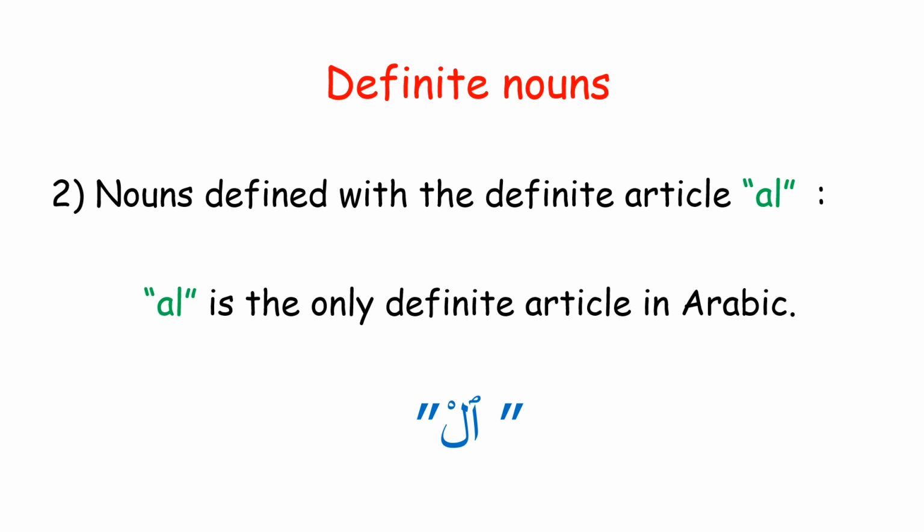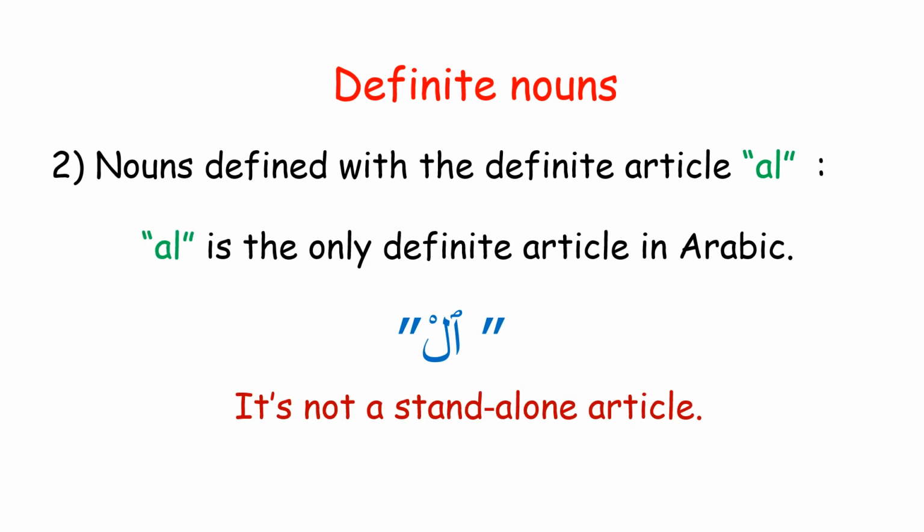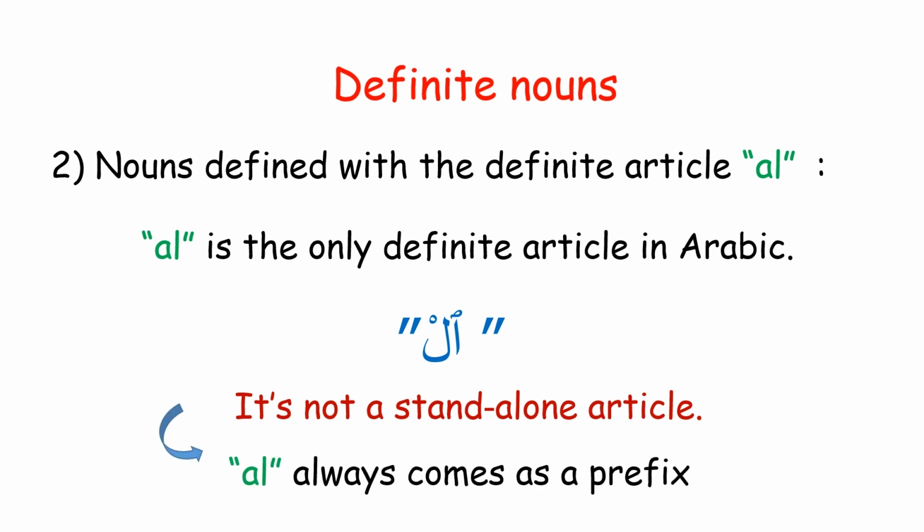However, despite the similarity between Arabic and English, there is a main difference between the two articles. And that is, al is not a standalone article like its English equivalent the. Instead, it always comes as a prefix. So one can deduce from this that the Arabic definite article joins with the nouns as a prefix to transform them into definite nouns.